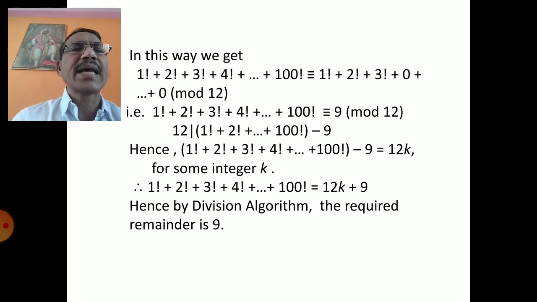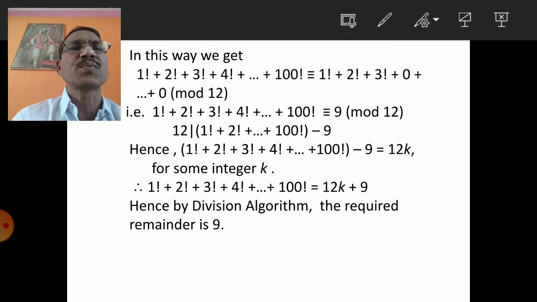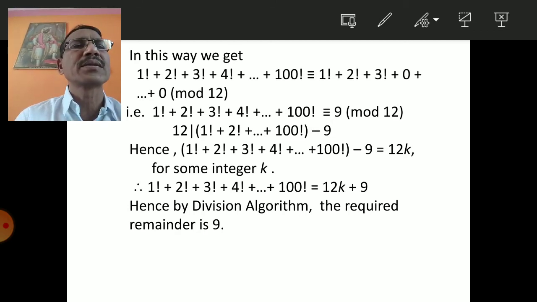Now the right hand side is the same, but the left hand side, that is 1 factorial plus 2 factorial plus 3 factorial plus 4 factorial plus so on up to 100 factorial, is congruent to 9, because 3 factorial is 6 plus 2 factorial is 2 plus 1 factorial is 1, so it is 9 mod 12.